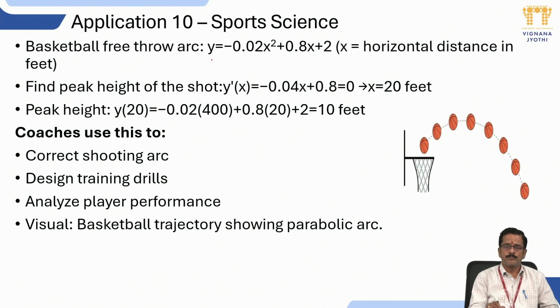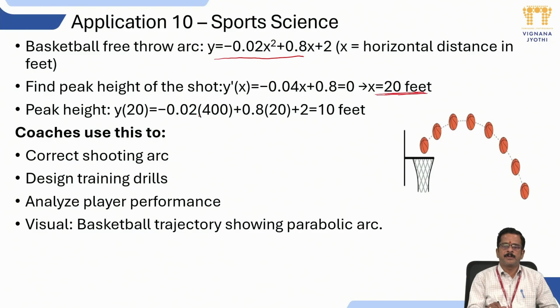The basketball throw arc function is given by y equals minus 0.02x squared plus 0.8x plus 2. The derivative of this function is this, and x is equal to 20 feet. Here x is the distance he has to stand. Find the peak height of the shot, which is the maximum height the ball reaches when you throw it.